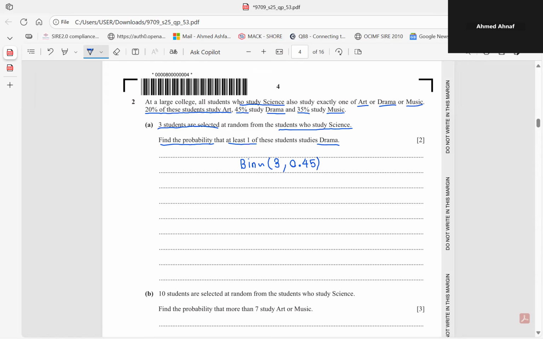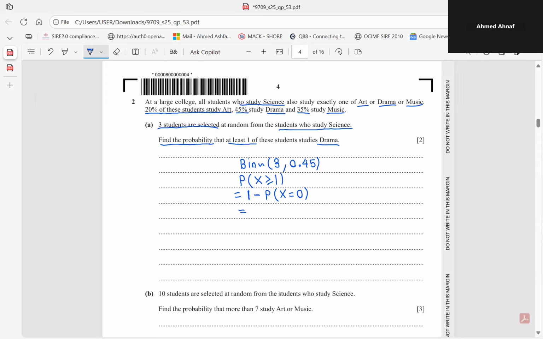Okay, so P(X ≥ 1). At least 1 means it can be 1, 2, or 3. And to find this out, we can just subtract from 1 the probability that X equals 0. So that means the probability that none of the students study drama.